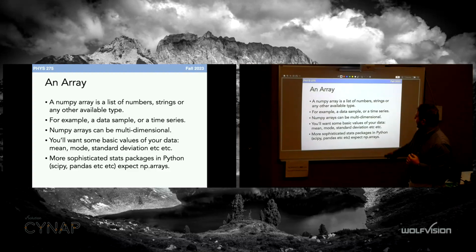OK, so an array, list of numbers, strings, or any other variable, data sample, time series, any kind of, this is what your data looks like. And there are much more sophisticated stats packages in Python, SciPy, Pandas, et cetera, but NumPy is sort of where we get started. If you want more stats, go to R. If you want faster things to happen, use Julia. But honestly, Python gets you there 90% of the time, 99% of the time, I would say. So we'll start using SciPy and other stats soon.